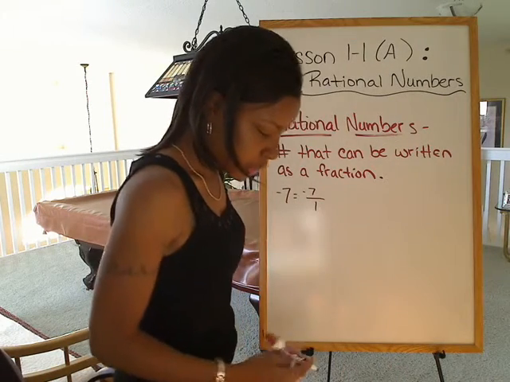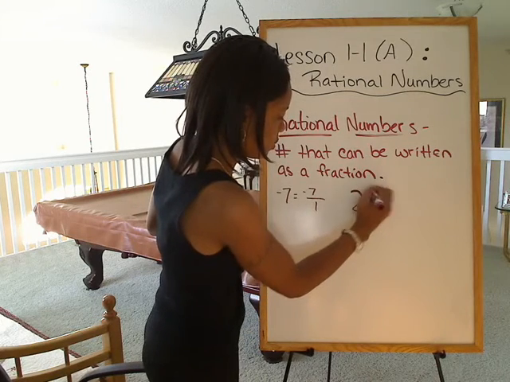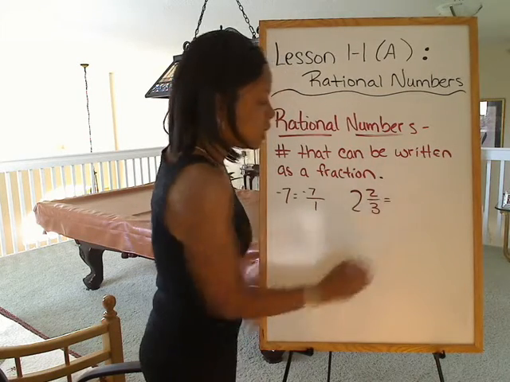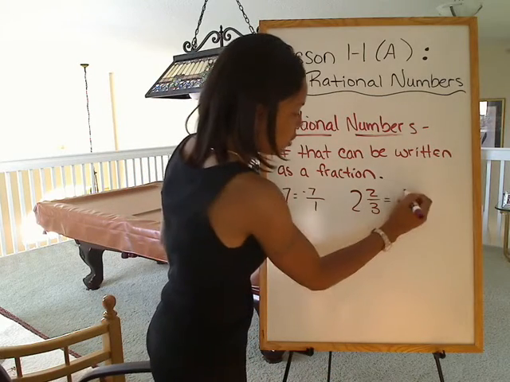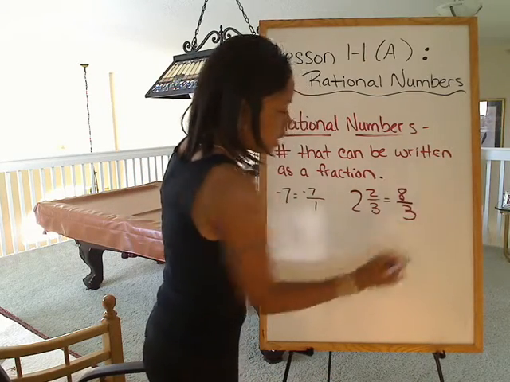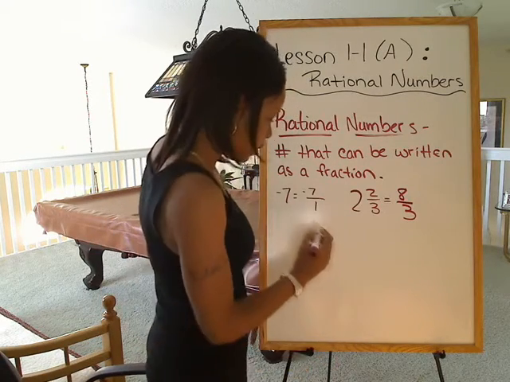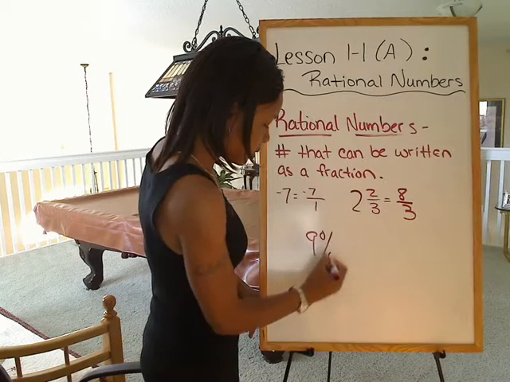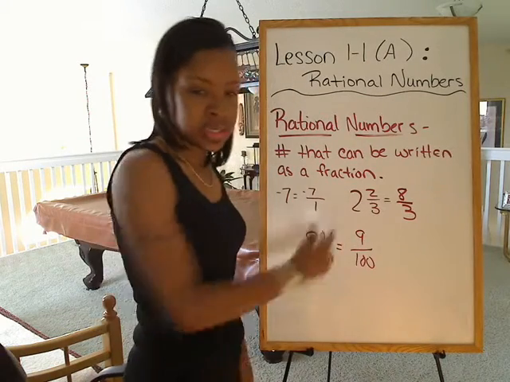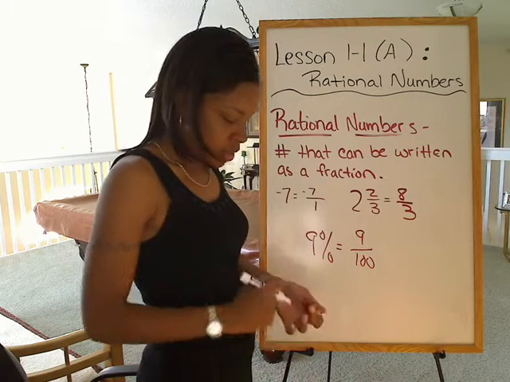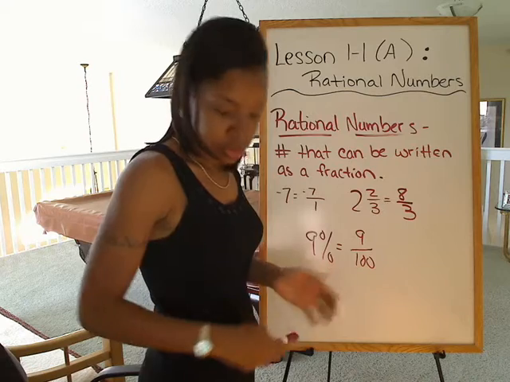Another example would be 2 2/3, because we can change this to an improper fraction, which would be 8/3. And I can show you how to do that later if you don't remember. Another example would be 9%, because 9% can be written as 9/100. So any number that can be written as a fraction is considered a rational number.